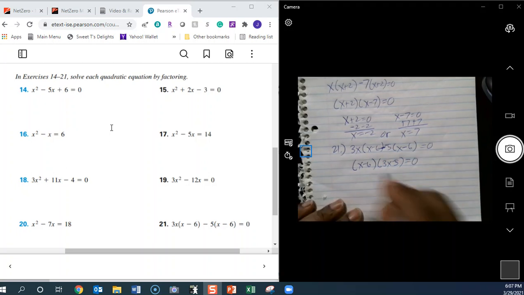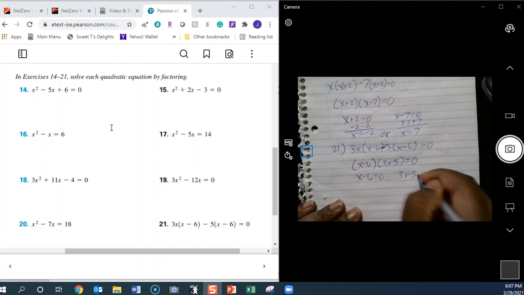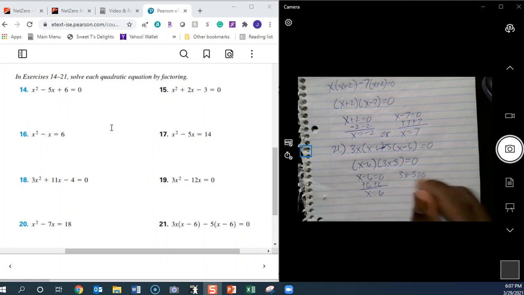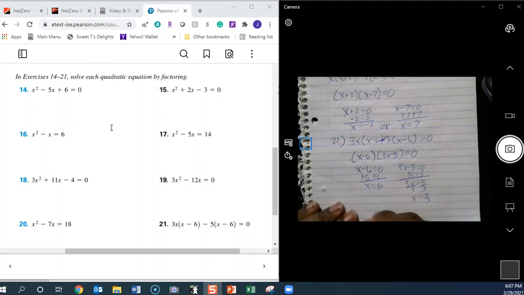Now we set both of these individually equal to 0. Then solve. We add 6 on both sides. x equals 6. We add 5 on both sides. 3x equals 5. Divide each side by 3. And x is 5/3. So your final answer would be x equals 6 or x equals 5/3.